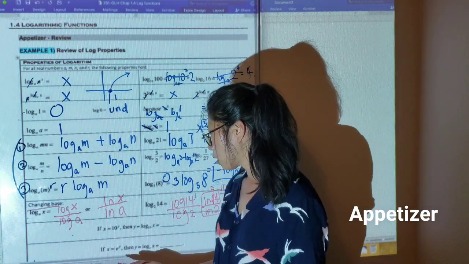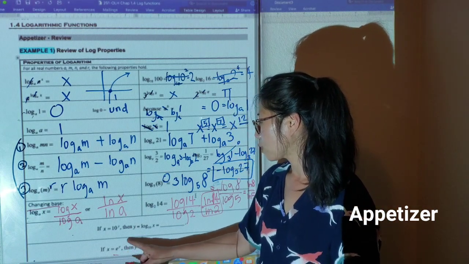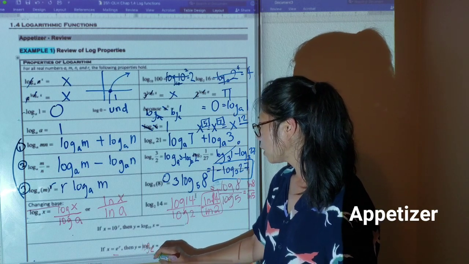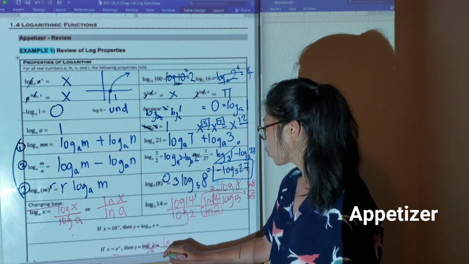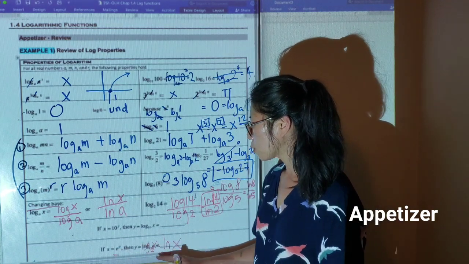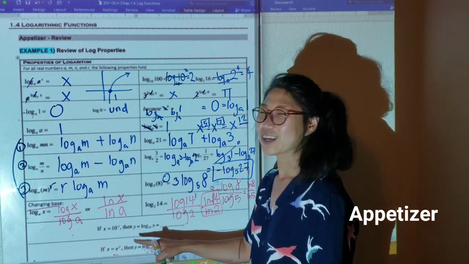So, brief summary of the e function. If we have x is equal to e to the y, then we can rewrite it as the natural log of x, which is the log with base e. So if you look at e as a base in an exponential function, don't forget that it becomes a natural log, which means log with base e.